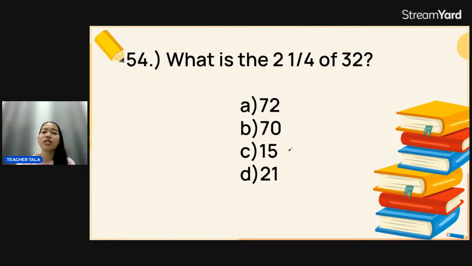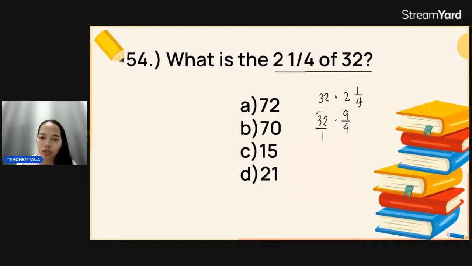What is the 2 1/4 of 32? So, just the same. You're just going to multiply 32 times 2 and 1/4. So what is the improper fraction of 2 and 1/4? That is 9 over 4. You just copy the denominator.